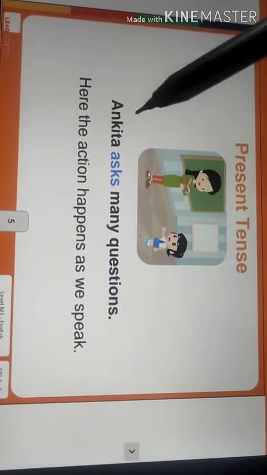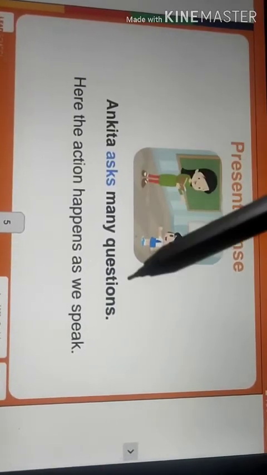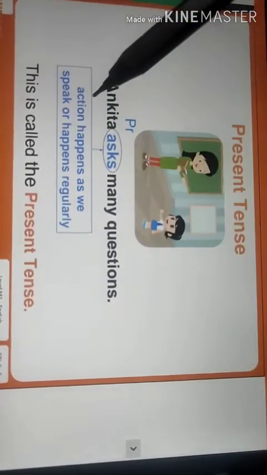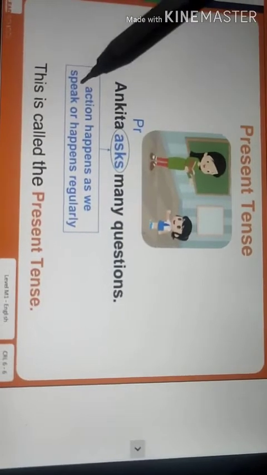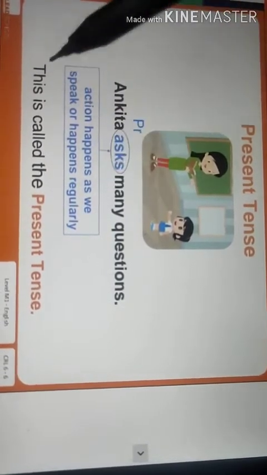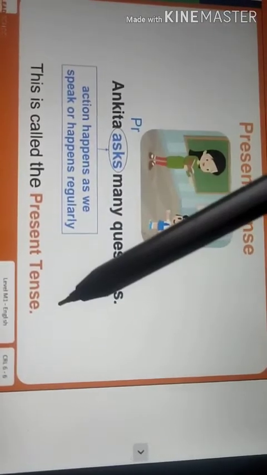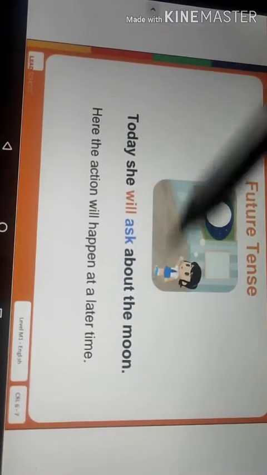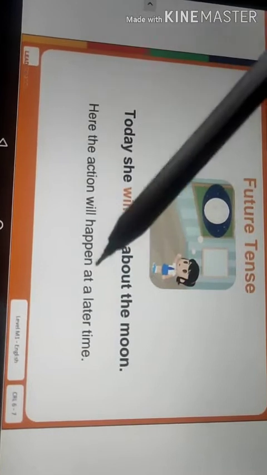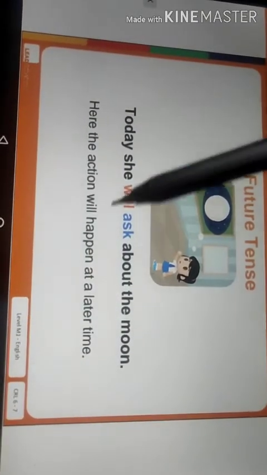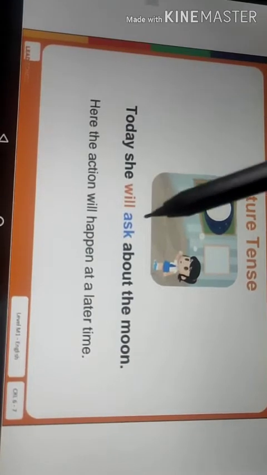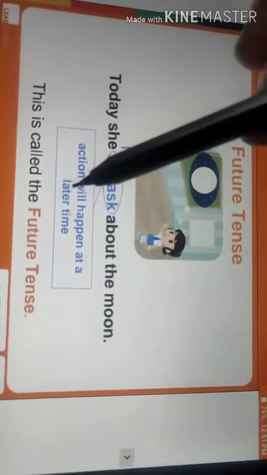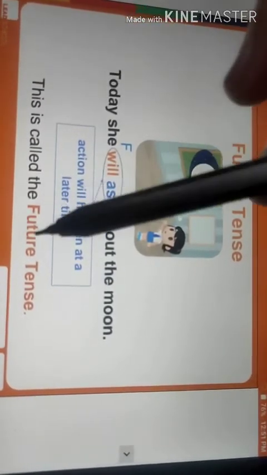In present tense, Ankita asks many questions. Here the action happens as we speak, or happens regularly. This is called present tense. Future tense: Today she will ask about the moon. Here the action will happen at a later time. They have added, you can see the highlighted word, will. The action will happen at a later time, so this tense is known as future tense.